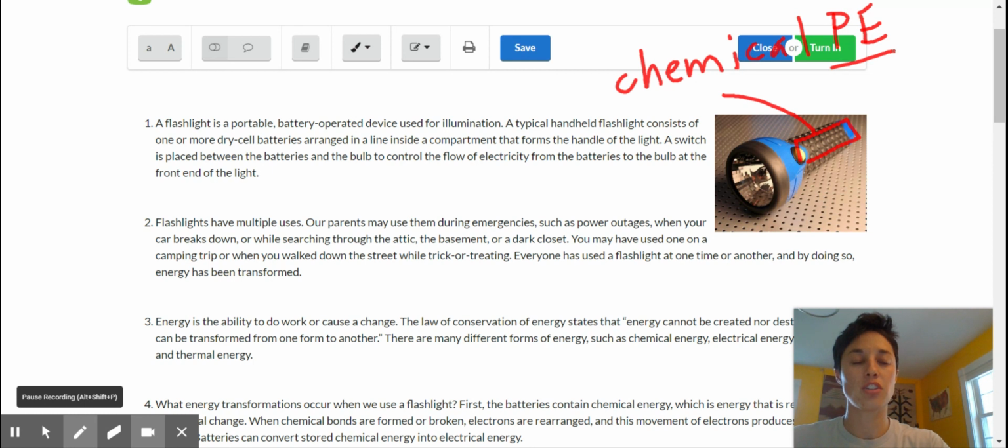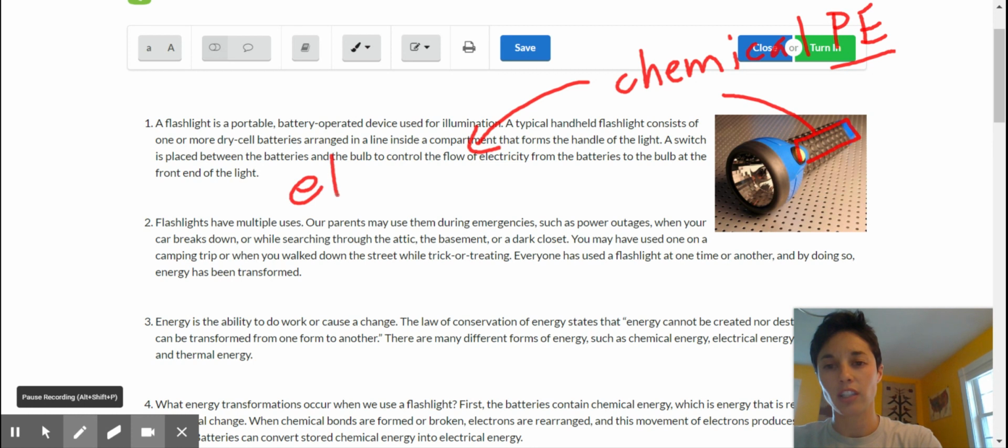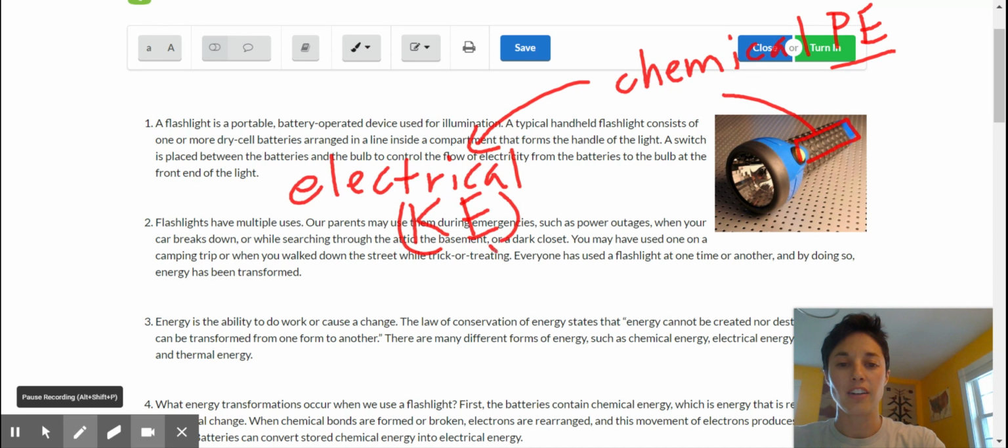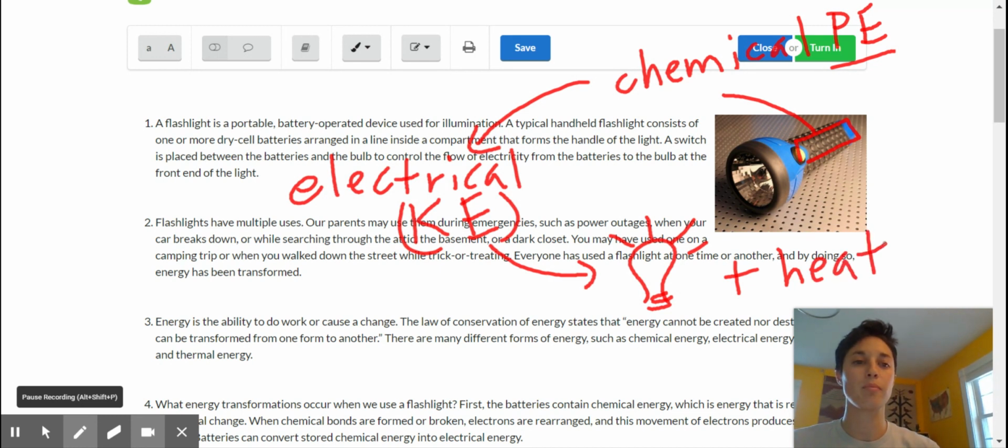That potential energy is stored energy. The chemical potential energy is getting converted to electrical kinetic energy. So we have the electrons that are moving along the wire. That electrical kinetic energy is getting converted to another type of kinetic energy, which is light and heat energy. So if you feel the bulb on that light bulb, the flashlight, it's going to feel a little bit warm. That's because some of the energy that doesn't get converted to light actually escapes as heat.